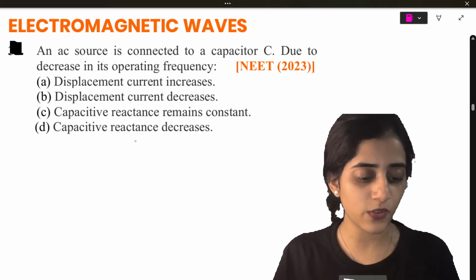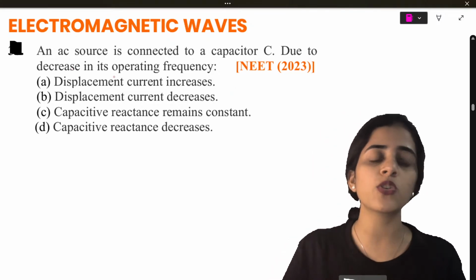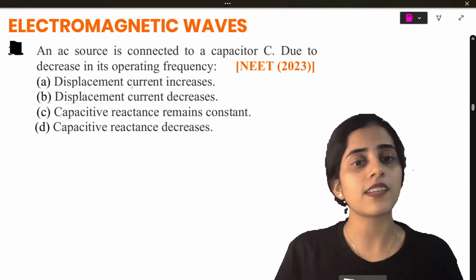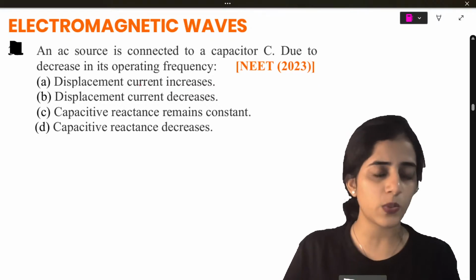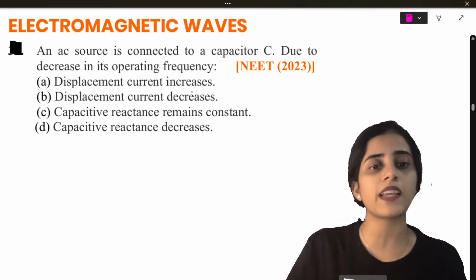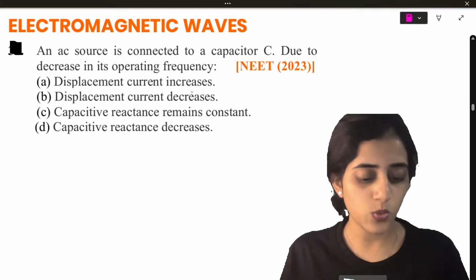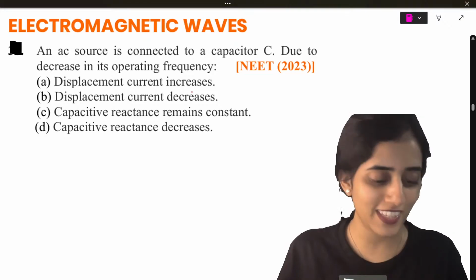Electromagnetic waves. Question: an AC source is connected to a capacitor C. Due to decrease in its operating frequency, what happens to its displacement current and capacitive reactance? So what will the answer be?